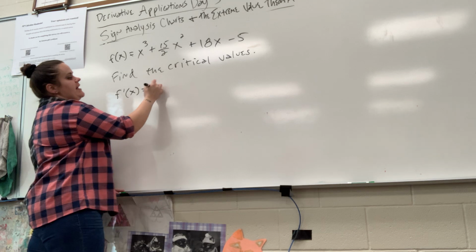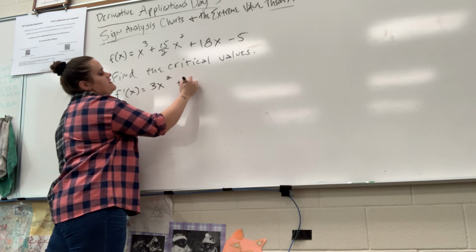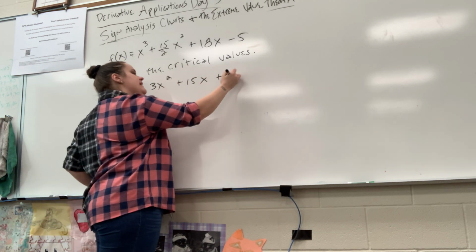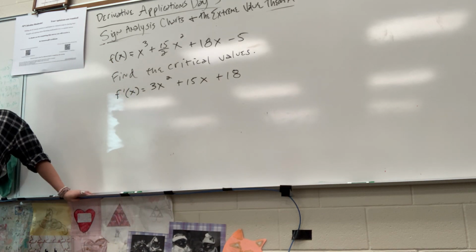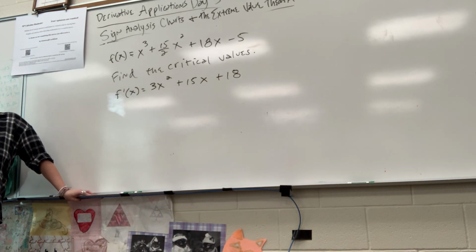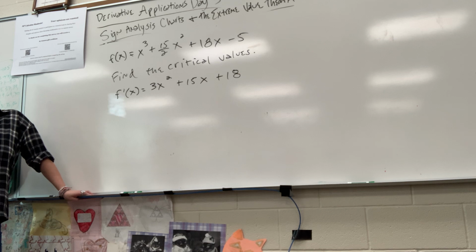Okay, so now let's derive that. So 3x squared plus 15x plus 18. Good? You have 30 seconds. Factor it. I don't even know what 3 plus 18 is. GCF. Oh, I forgot those.